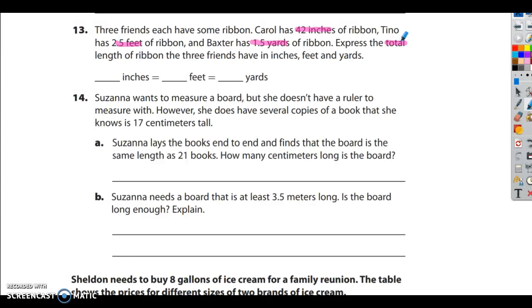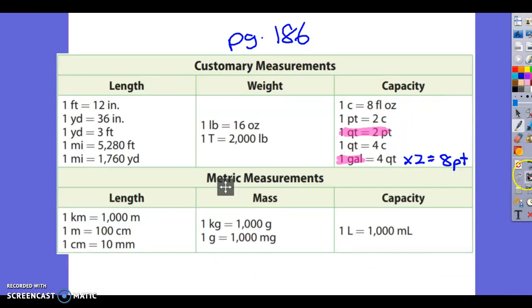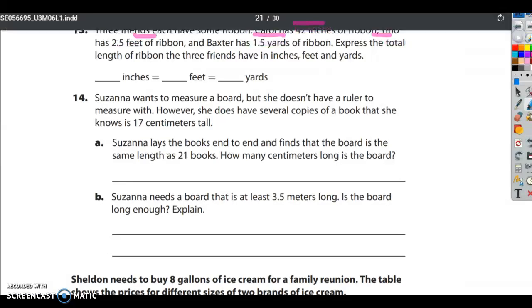But right now you can't add those all up because we've got inches, feet, and yards. What I would do is convert them all to inches. In order to do that, you have to know some conversions. So I'm going to go back to my page here. Here are the conversions you need to know: there are 12 inches in a foot, there are 36 inches in a yard, and there are 3 feet in a yard. That should be all that we need.